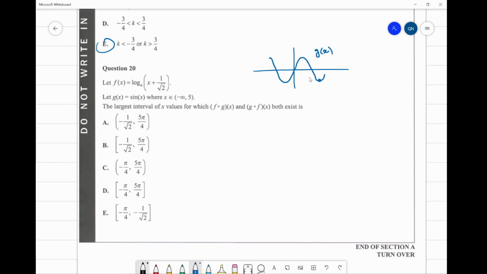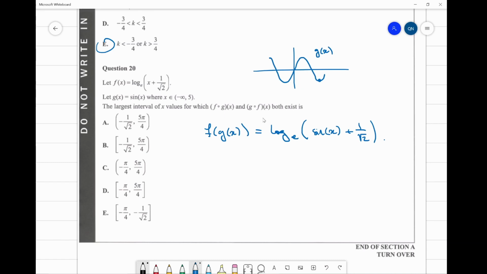The largest interval for x for which f of g and g of f exist. So let's think about f of g first of all. So what is f of g of x? It's the logarithm, base e, of our g of x boy. So that's just going to be the sine function. So sine of x plus 1 over square root of 2. So when does that exist? The largest interval of x.